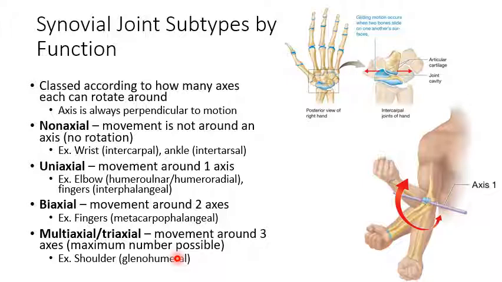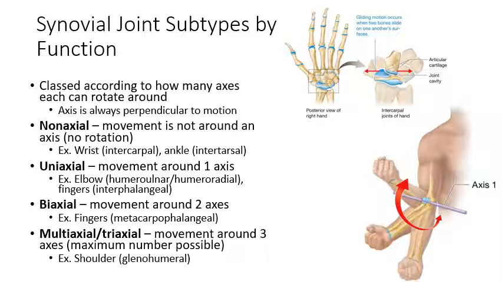So the intercarpal joints in the wrists and the intertarsal joints in the ankles tend to be non-axial. An example of an intercarpal joint is shown right here, where these two carpal bones are sliding past each other, and they're not rotating around each other. Of course, they're not moving perfectly in a plane because their surfaces are not perfectly flat, but there's no rotation going on there. So that is a non-axial joint.